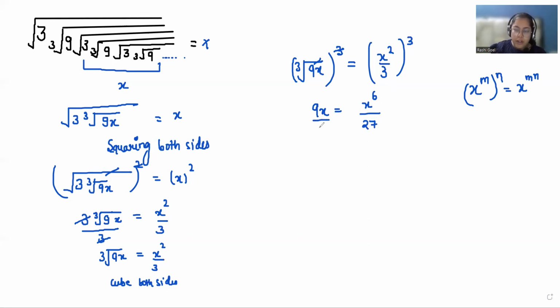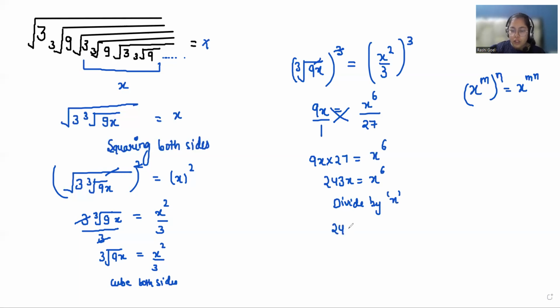Now I'm considering the denominator as 1 and doing the cross multiplication. So 9x times 27 is equal to x power 6. 27 times 9 is 243x is equal to x power 6. To eliminate this x, I'm going to divide by x on both sides. So 243x by x is equal to x power 6 by x.